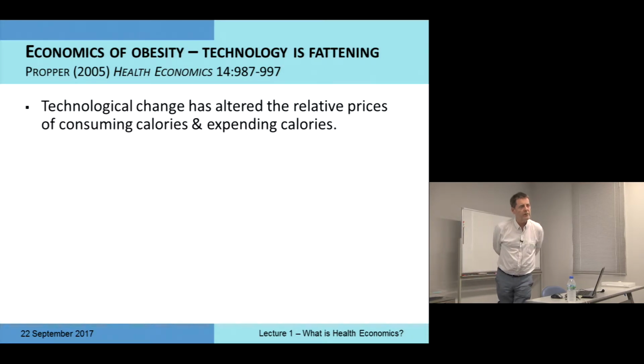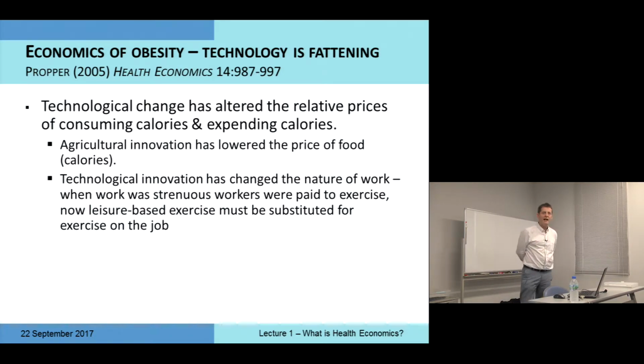Technology has altered the relative prices of consuming calories and expending calories. So for example, if we think of consuming calories, that's eating, over the last 250 years, agricultural innovation has lowered the price of food. The sacrifices we have to make, in terms of working time, etc., in order to get food have gone right down. So the price per calorie is going down and down, largely as a result of agricultural innovation. And of course, one of the lessons in economics is that if the price of something goes down, the demand will go up.